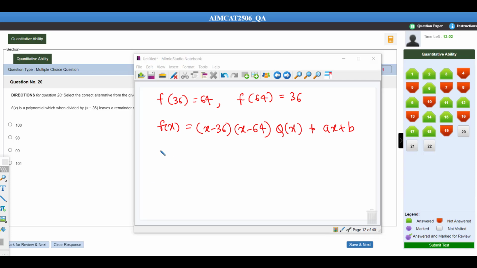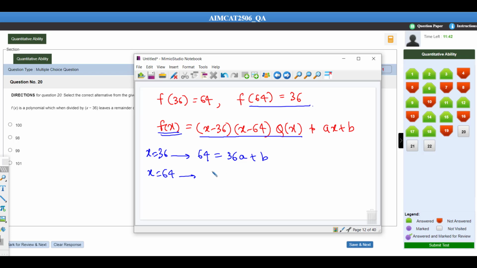So what we will do is, first of all, put x is equal to 36. So f(36) is 64. If you put x is equal to 36 over here, this whole term will become 0, leaving 36a plus b. Then put x is equal to 64. f(64) is equal to 36. This whole term will become 0 if you put x is equal to 64, leaving 64a plus b. So now we need to find the value of a plus b.